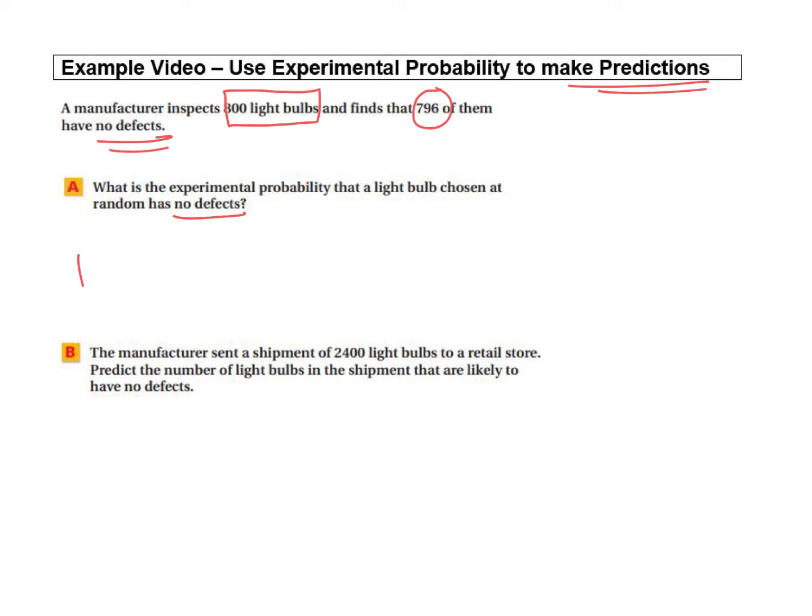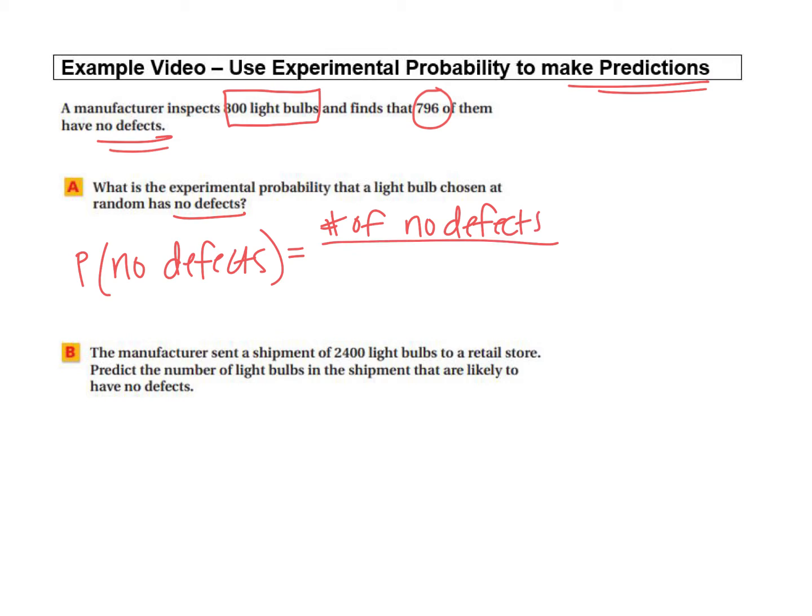So we are being asked to find the probability that there are no defects. So the probability fraction that we're going to set up, on the top we want the number of no defects divided by the total number of light bulbs. So if you look back at the problem, how many light bulbs had no defects? That was 796 out of a total number of 800.